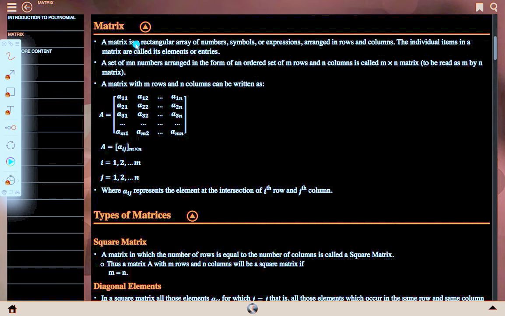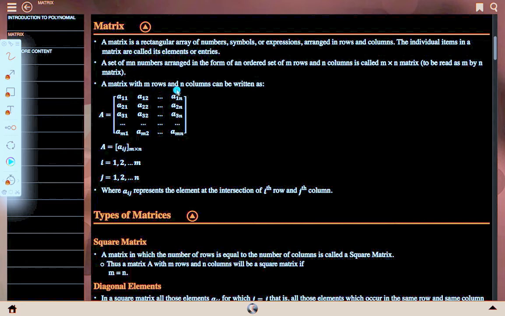Matrix. A matrix is a rectangular array of numbers, symbols or expressions arranged in rows and columns. Individual items in a matrix are called its elements or entries. A set of mn numbers arranged in the form of an order, a set of m rows and n columns, is called an m into n matrix, to be read as m by n matrix.